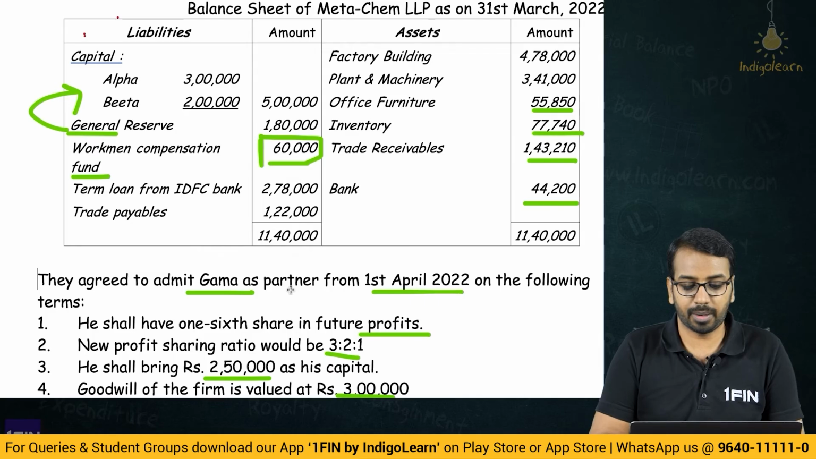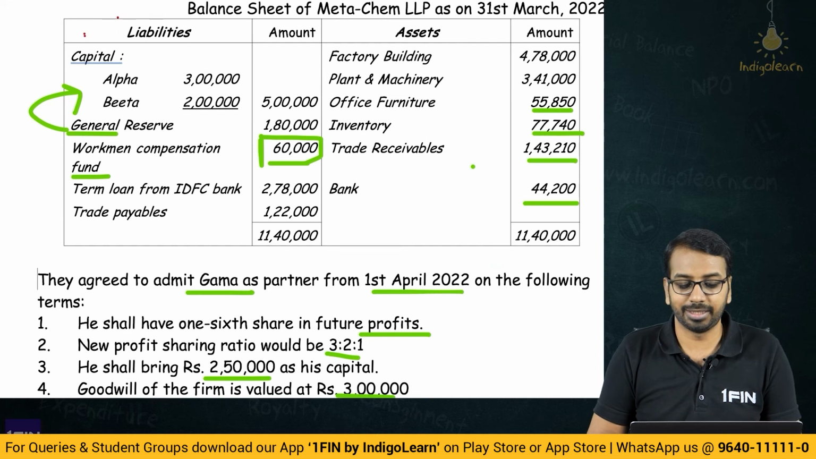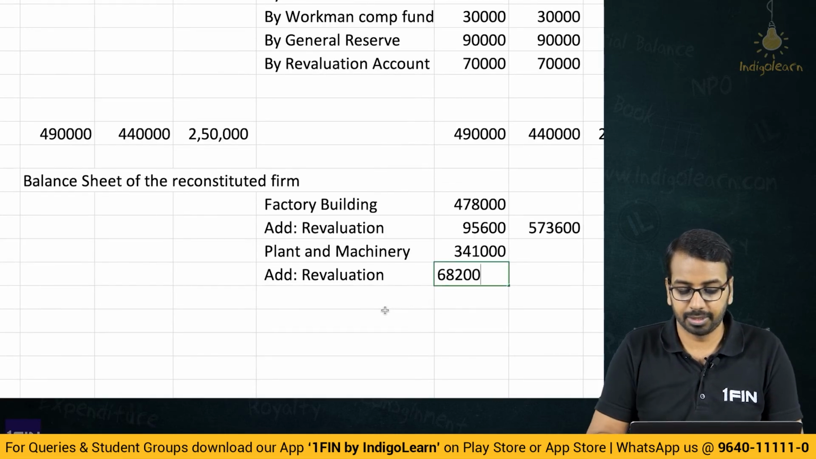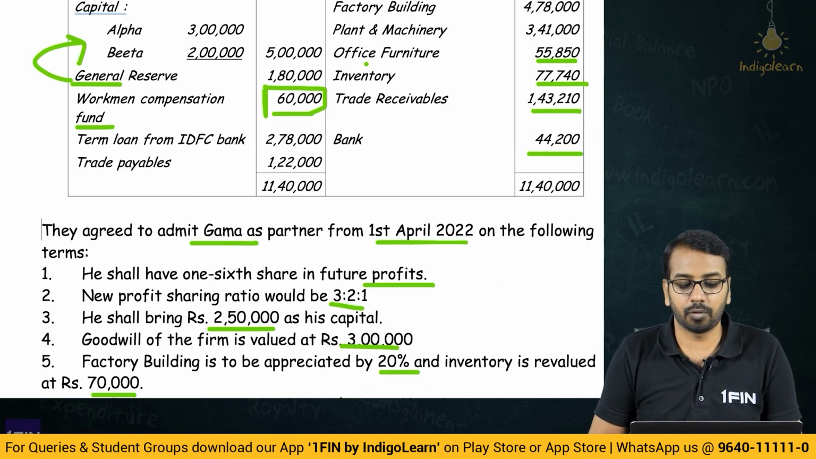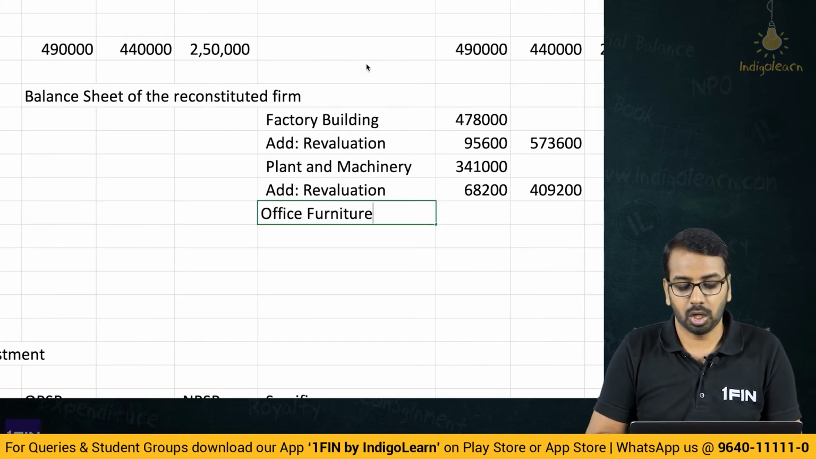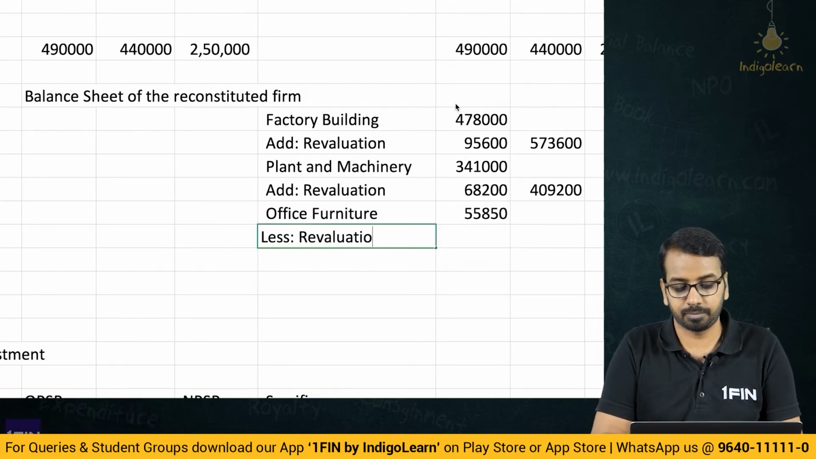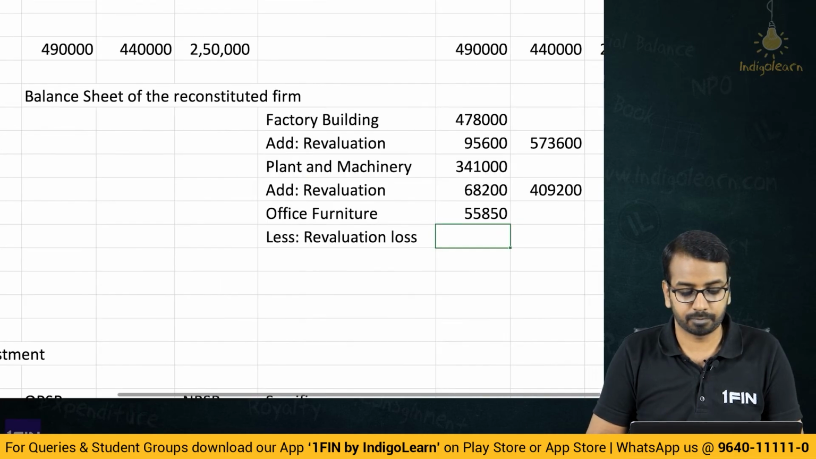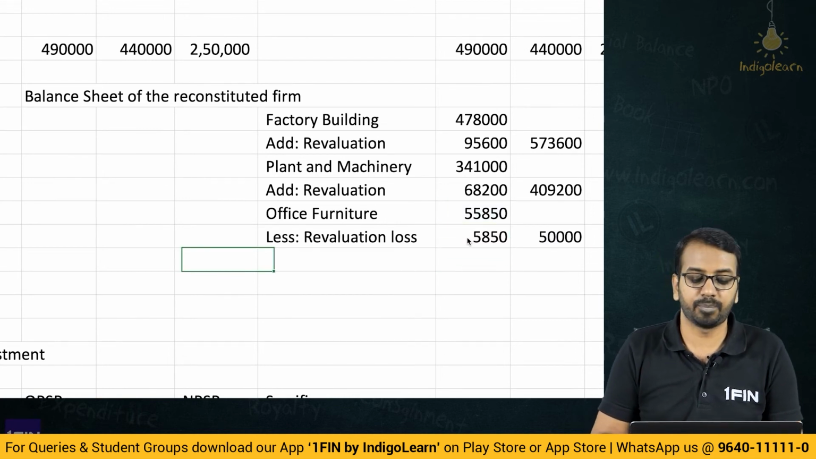Then we have plant and machinery, add revaluation. So plant and machinery 341,000. Add revaluation. Revaluation is 68,200. So it will be 341 plus 68,200, 4,09,200. Then we have office furniture. Office furniture 55,850 less revaluation 5850. So we have 55,850 minus 5850, 50,000.